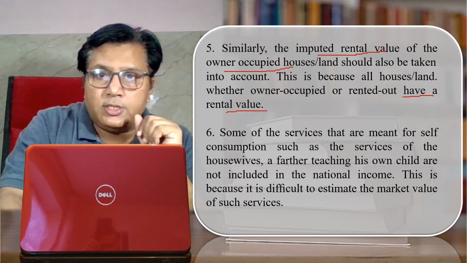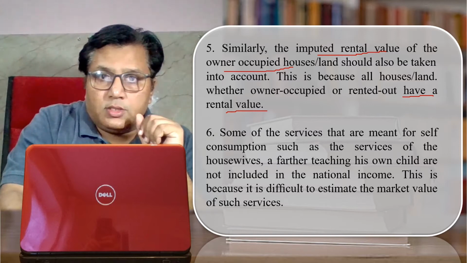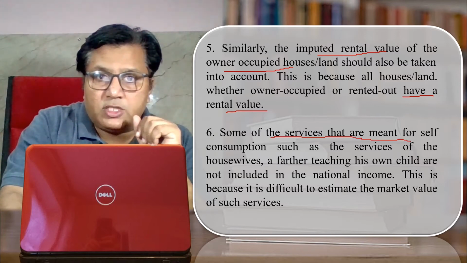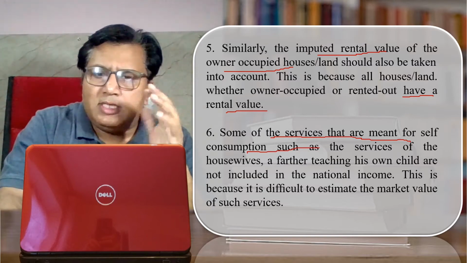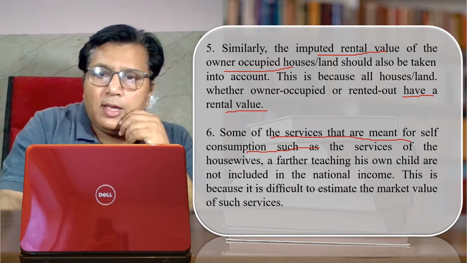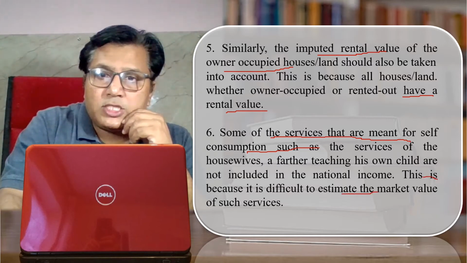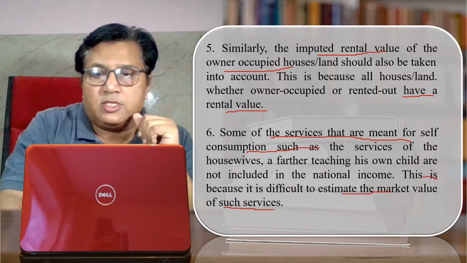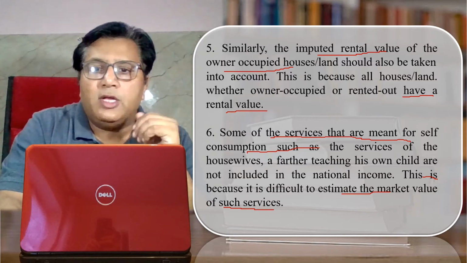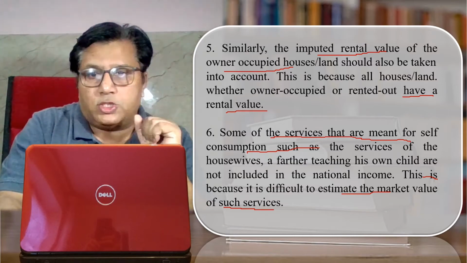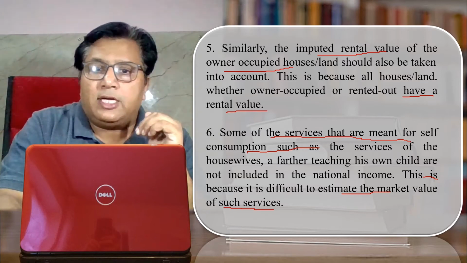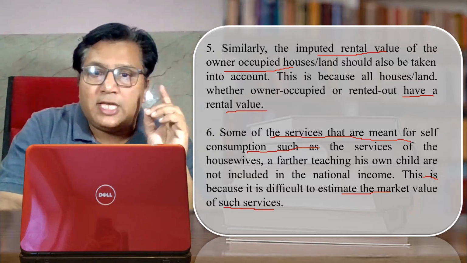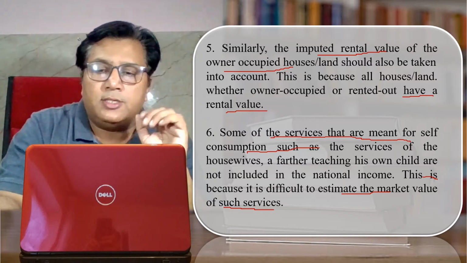The sixth precaution is, some of the services which are for self-consumption should not be considered. For example, a teacher teaching his own son, a mother cooking the food, these are not considered. Why are these not considered? Because it is very difficult to estimate the market value of such services. We can't find out the market value of self-consumed services. That is why the services that are meant for self-consumption are not considered.